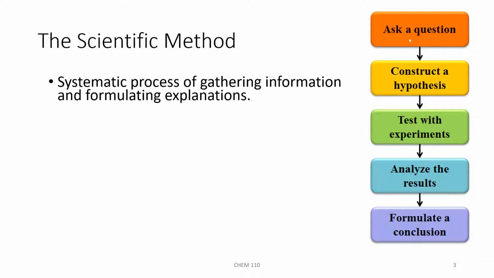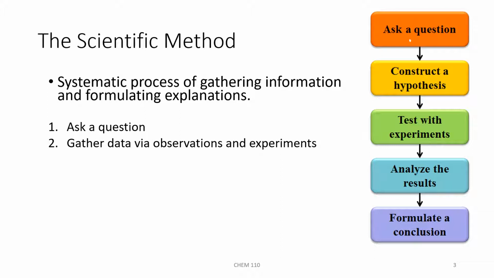Chemistry is a lab science, which means that everything we've learned has been gathered by experimentation in the lab. The scientific method is a process of gathering that information and formulating explanations. The steps are, first we ask a question, something we wish to know about. Then we gather data via observations and experimentation. From the experiments that we've already done and the observations we've seen, we can come up with a hypothesis as to what we think is happening. A hypothesis is a tentative explanation.